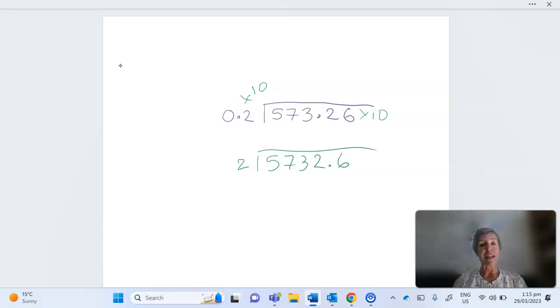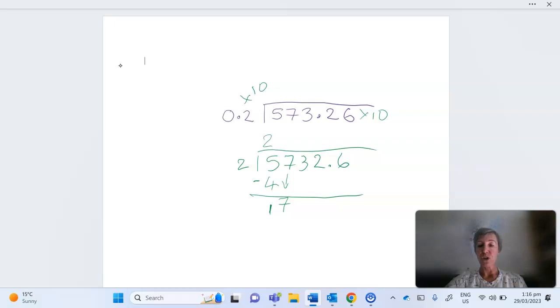5,732.6. It doesn't matter if I have a decimal in my little divide sign. I just want that number to be whole. Now I can divide. 5 divided by 2 goes twice. 2 times 2 is 4, and then I subtract to find that I have a remainder of 1. Bring down my 7.